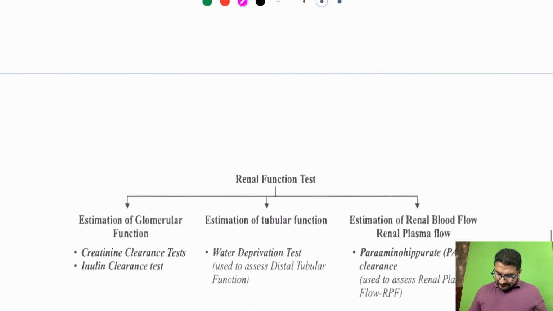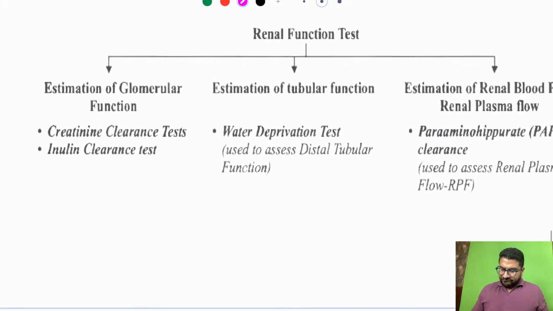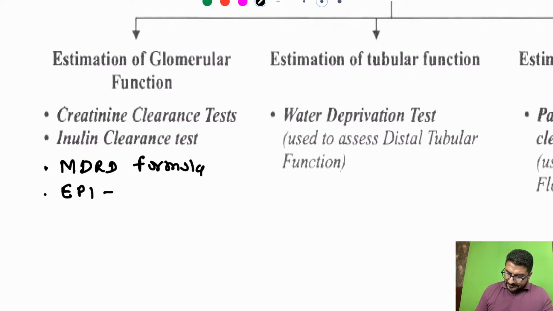Now let's talk about renal functions. To check glomerular functions we have creatinine clearance and inulin clearance. Then what else? Nowadays, even better than this, we have an equation called the MDRD formula. MDRD means modification of diet in renal disease. And even better is the EPI cystatin C method. So this is for renal function.